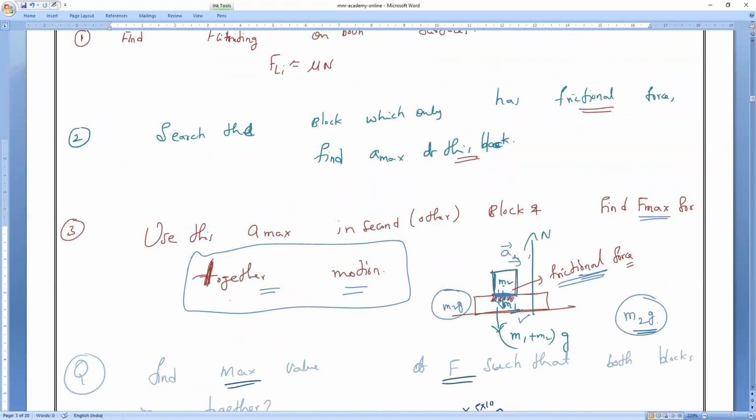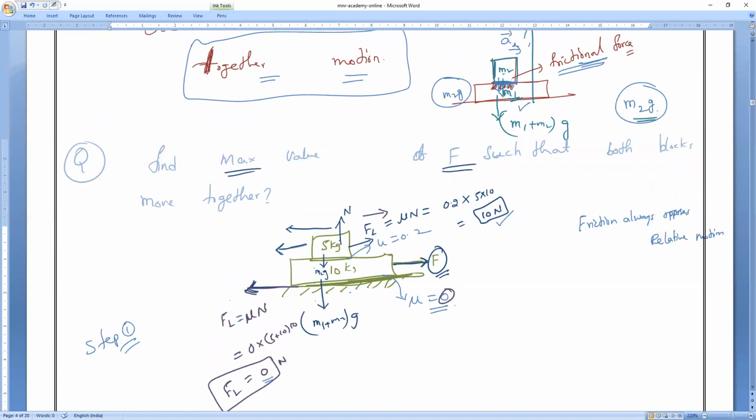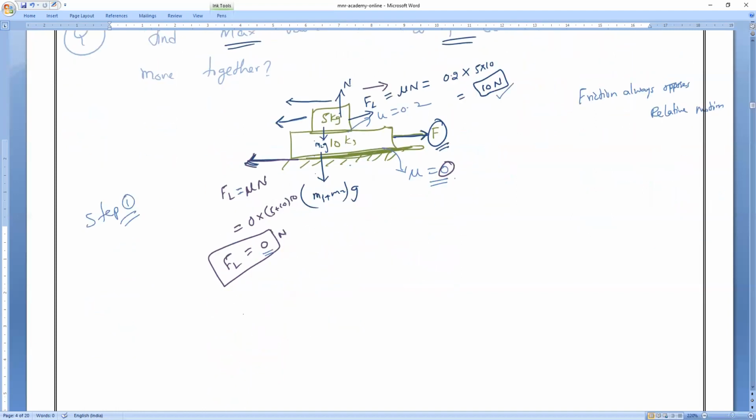Now, the second step: identify only the body which is experiencing frictional force. Which body is experiencing it, 5 kg or 10 kg? Only the 5 kg body is experiencing frictional force. And what is the F limiting for this body? F limiting is equal to 10 newtons, and the mass of the body is 5 kg.